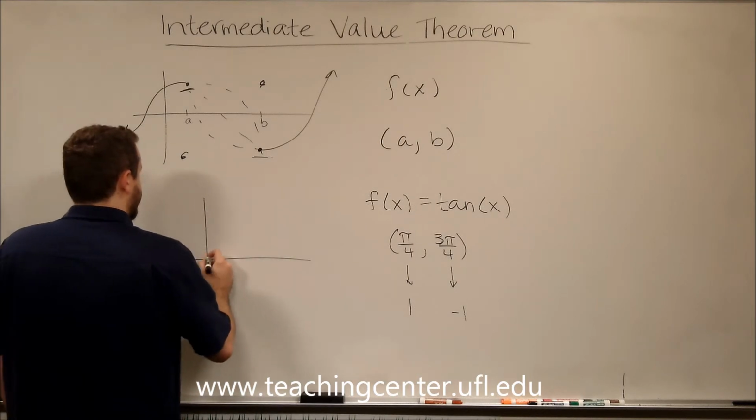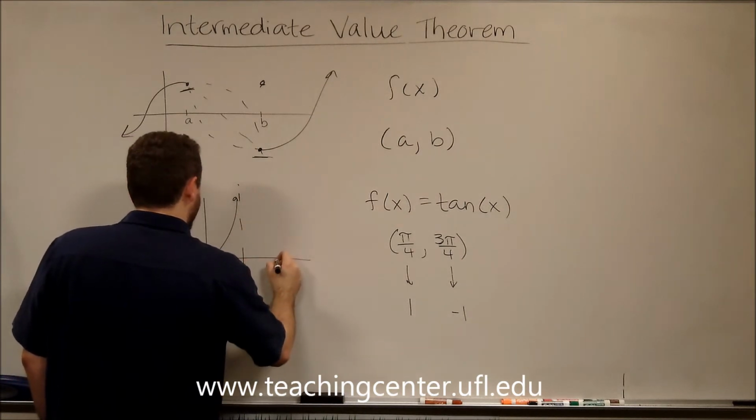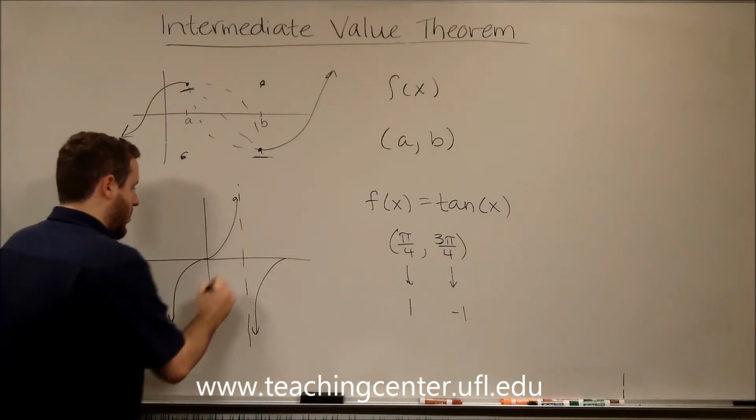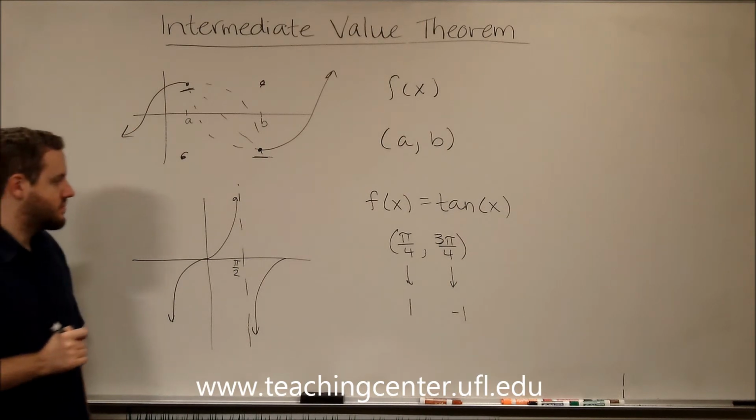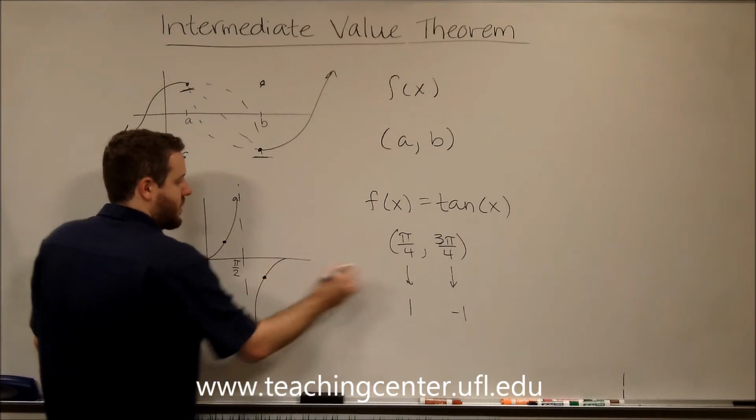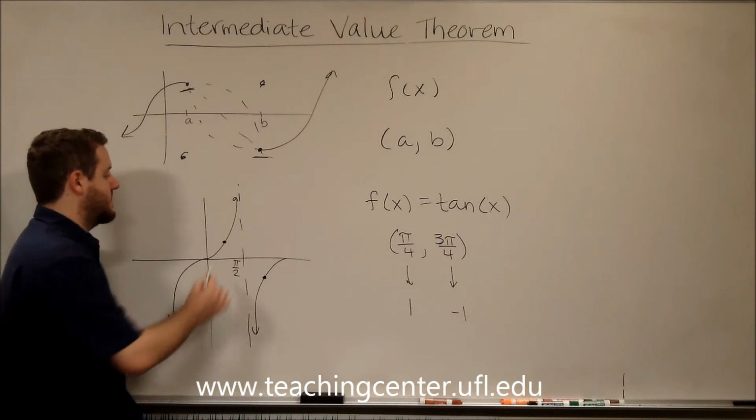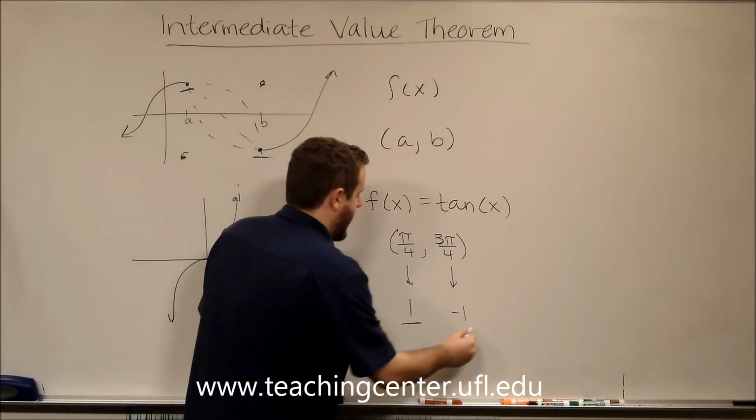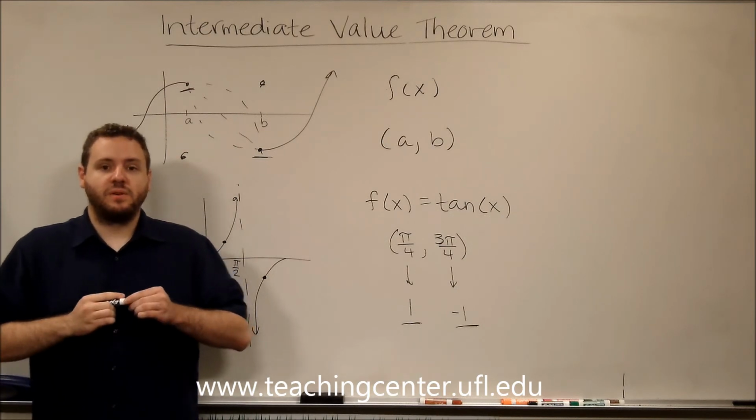Let's draw what this looks like. So tangent, of course, looks like this. I'm only drawing the section that I'm going to need to use here, where this vertical asymptote is at pi over 2. So the pi over 4 is like here. 3 pi over 4 is like here. You can see between these two values, tangent never crosses 0. There's a vertical asymptote. So even though you got the opposite signs that you require, the first condition was not met, that the function is continuous.